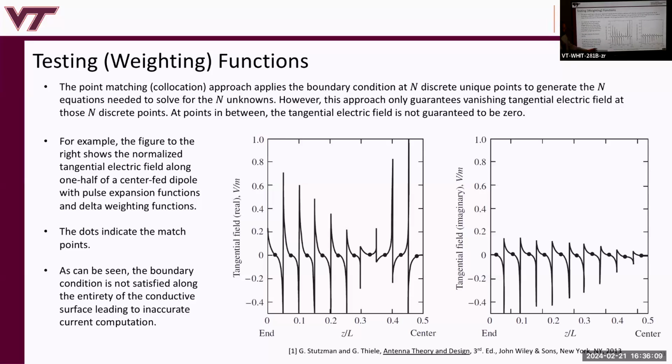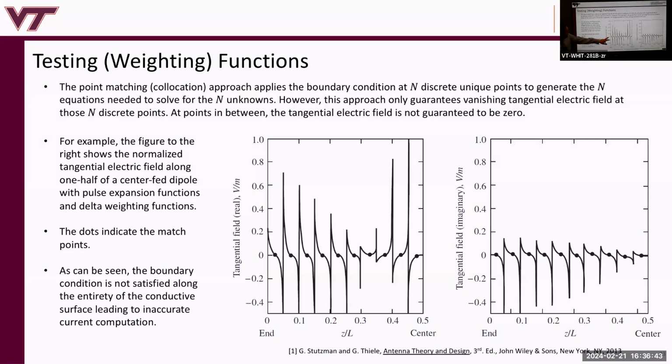So for example, the figure to the right shows the normalized tangential electric field along half of a center-fed dipole with pulse expansion functions and delta weighting functions. So here's the center, here's the end, here's z over lambda. So how long is this dipole? What is L? I guess it's normalized, right? Not a particular dipole. It's some length L, but you go to the center here.